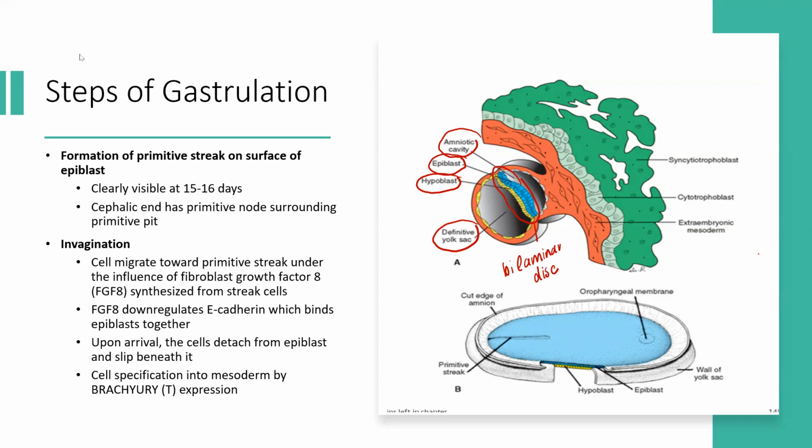So gastrulation begins with the formation of the primitive streak on the surface of the epiblast, which begins to be clearly visible at approximately 15 to 16 days of development. And this is the primitive streak here.